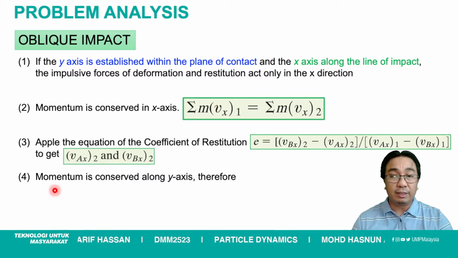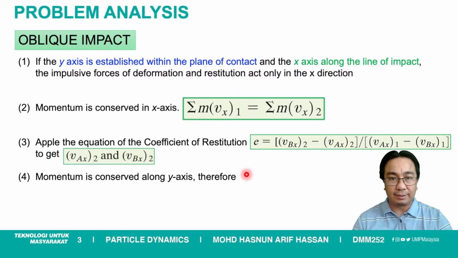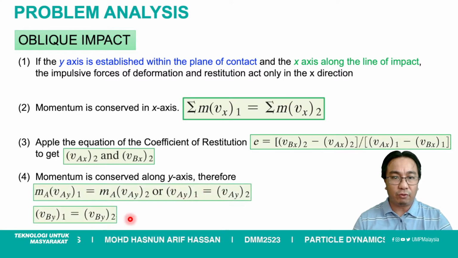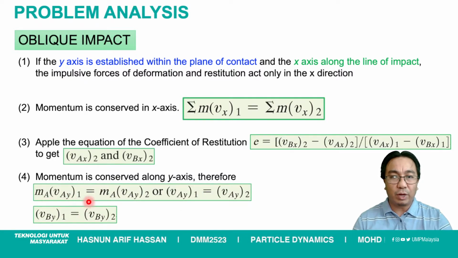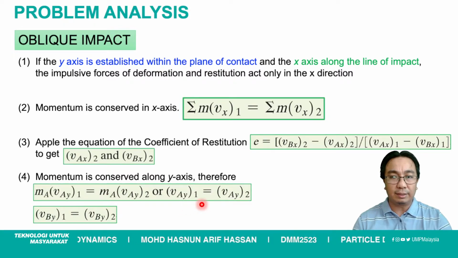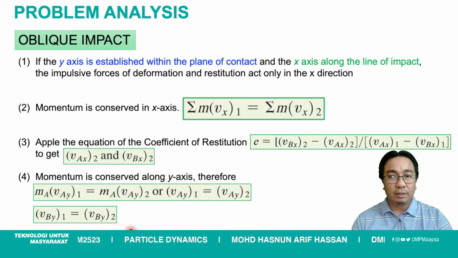And finally, we're going to need the value of velocity in the y-axis. The momentum is also conserved along the y-axis, and therefore we have mvay1 equals mvay2, or simply we can cancel out the mass and we have vay1 is equal to vay2, and so is vby1 equal to vby2. So this is how the problem is analyzed for oblique impact.